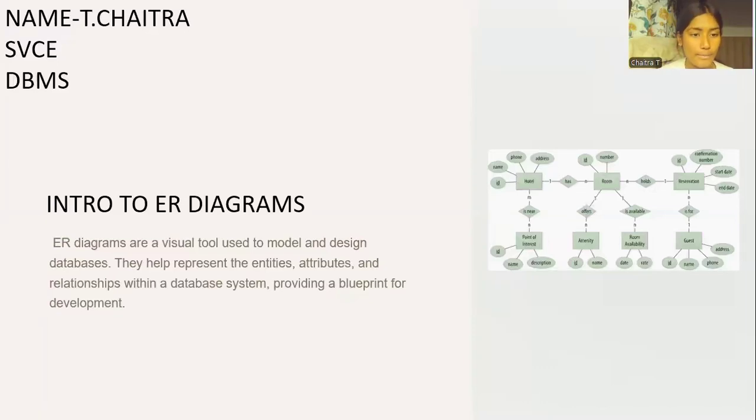Today we are going to talk about ER diagrams, constraints and cardinality ratios. Let us start by giving the introduction of ER diagrams. ER diagrams are a visual tool used to model and design databases. They help represent the entities, attributes and relationships within a database system, providing a blueprint for the development.